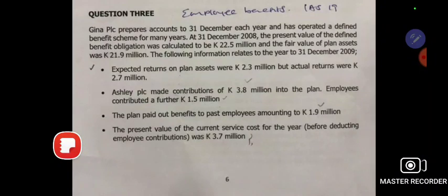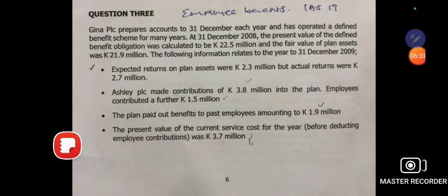Then the present value of the current service costs for the year. Okay, current service costs for the year is 3.7 before deducting employee contributions. Before, and this is very important, this is what they've used here. So if it was inclusive of what have they said, employee contributions, ideally you need to subtract. Why do we say that? Because you just want to establish the current service costs total alone. But lucky enough, they've told us before. Okay, so what have they said here? Before deducting. So this is just like the figure that they have there.